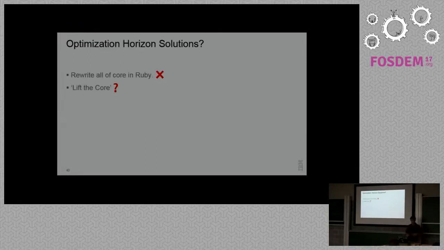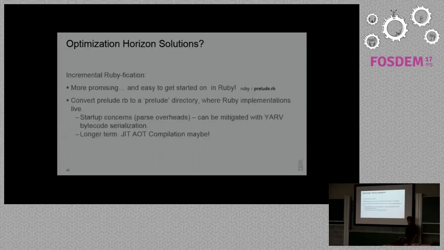Okay, so rewriting all of core, not going to work. Lifting the core, I would love to see it happen, but maybe not going to work. So what do we have for a solution? My current thinking is that we could try incremental Rubyification of the core. This turns out to be really easy to do in Ruby because we have what's called the prelude, which is a set of Ruby code that's always going to get injected before the interpreter even starts up. This actually gets compiled right into C code that gets loaded directly.